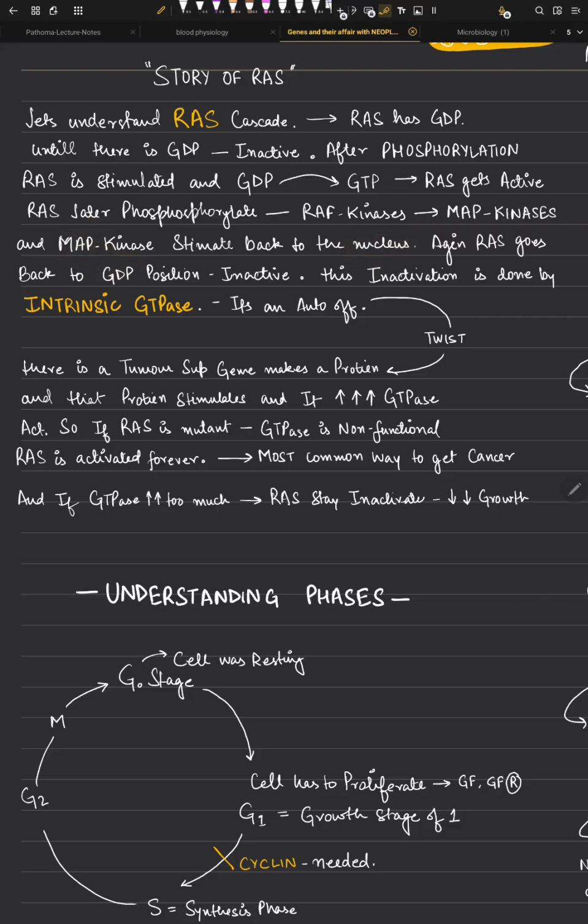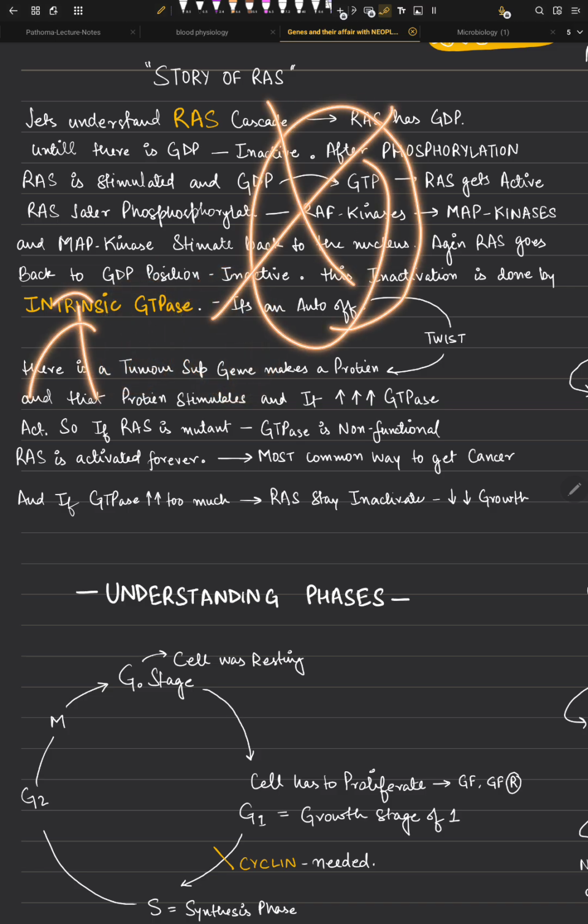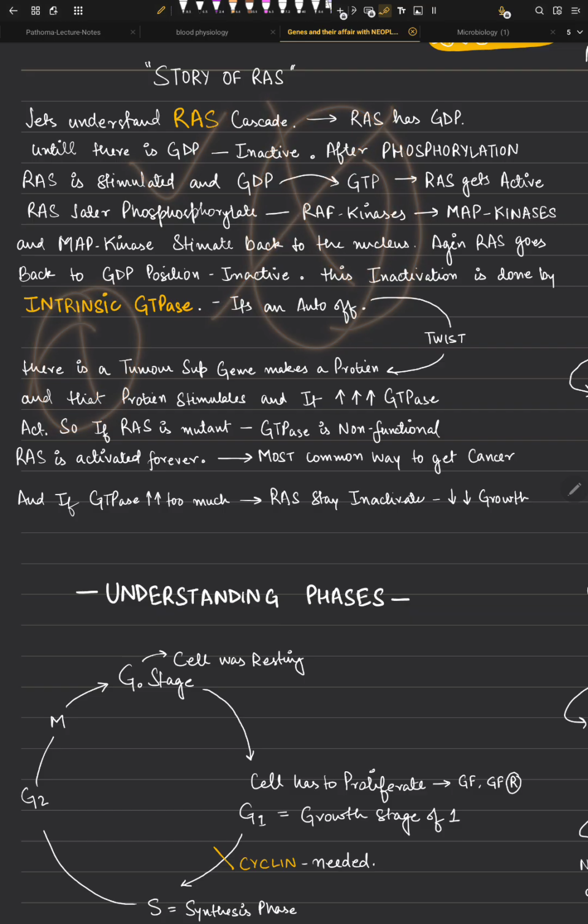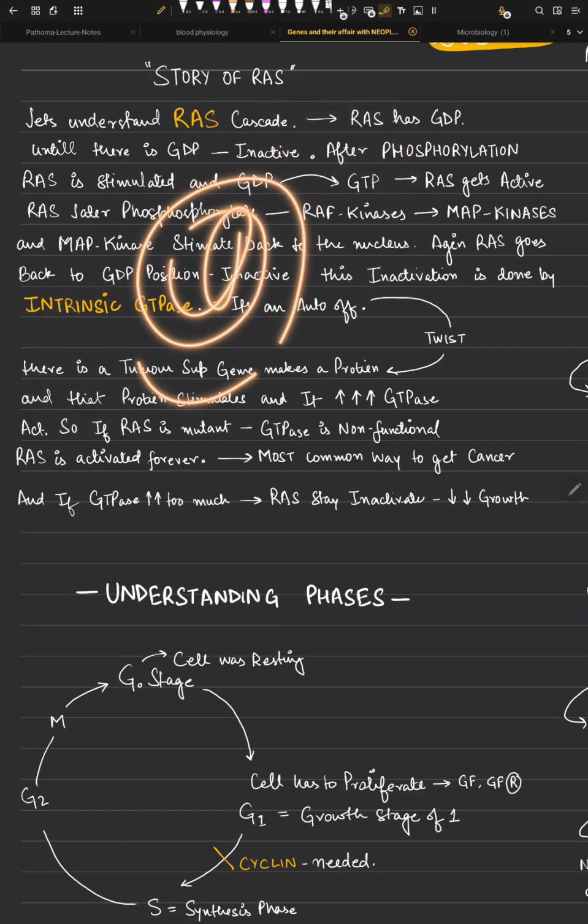Now the most common way to get cancer is RAS getting activated forever. This is the most common way. And if the GTPase activity increases too much, the RAS will stay inactivated and there will be less growth. So you can get problems in two ways. Either this intrinsic GTPase can be deactivated or it can be overactivated. If it's activated a lot, it will just turn off the RAS forever. And if it's inactivated forever, the RAS will be activated forever. So that's the whole concept of RAS.